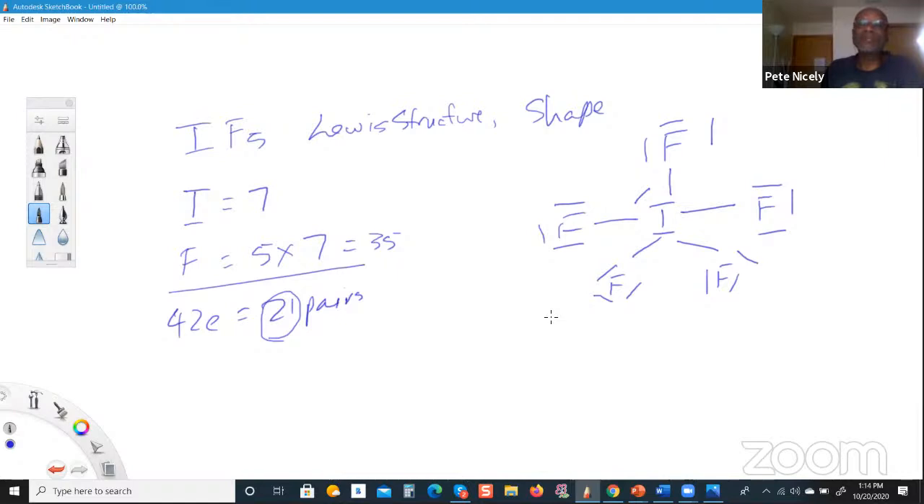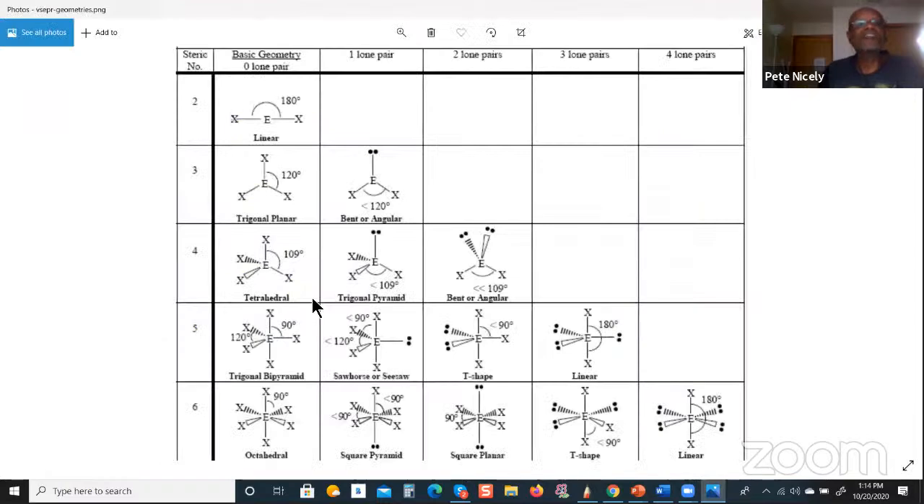So how do we determine the shape? Well, we look at the central atom and we look at the number of bonding and non-bonding pairs present around the central atom. We have 1, 2, 3, 4, 5 bonding pairs, and we have 1 lone pair. So basically, the VSEPR notation that would apply would be AX5E, right? So if you go to the table, you look for the structure that has that arrangement, which would be this one right here.